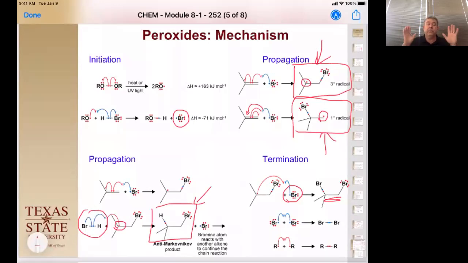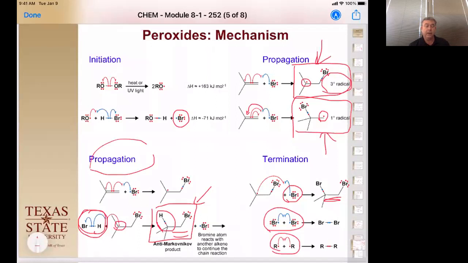Okay. So the anti-Markovnikov product is the right one. That means our tertiary radical here is the more stable and is more likely to form, meaning that our termination step here is when we form our new hydrogen bond. We abstract a hydrogen from another equivalent of HBr to get our final product. And then eventually we have to terminate all radicals by combining all of the radicals we just formed, or all the bromine radicals together to get to our final product.